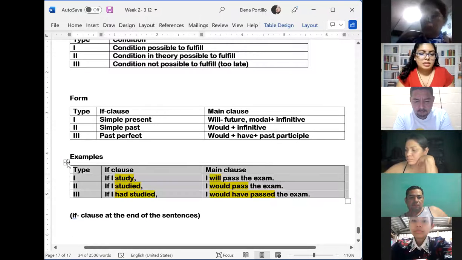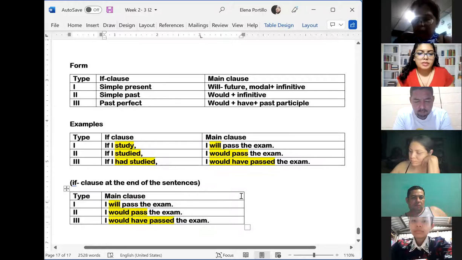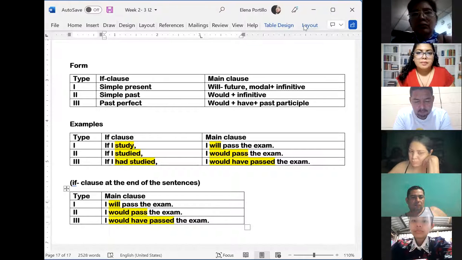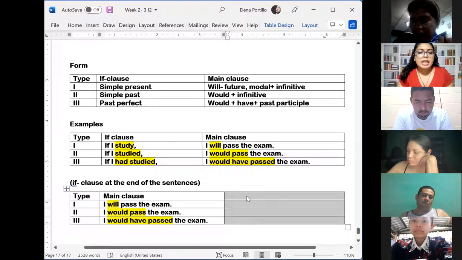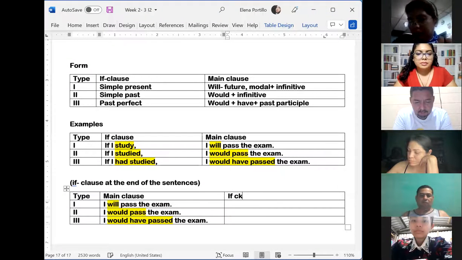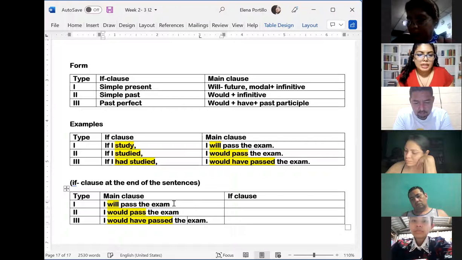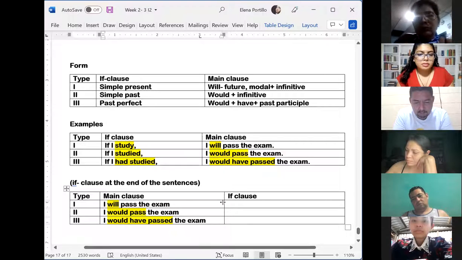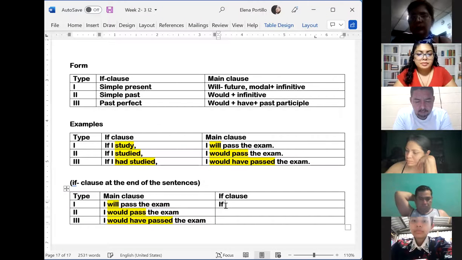So let me copy this here, but in this case, we are going to change this one. We're going to have this, and now we are going to create something here. Okay, we have here the main clause, and now we are going to add the if clause. In this case, we are not going to use the period because it is not the end of the sentence. So now I have: I will pass the exam if I study.